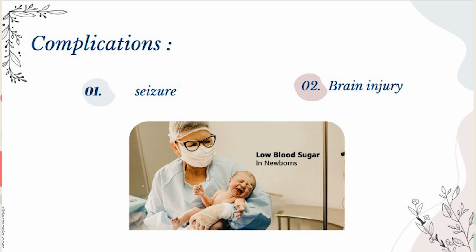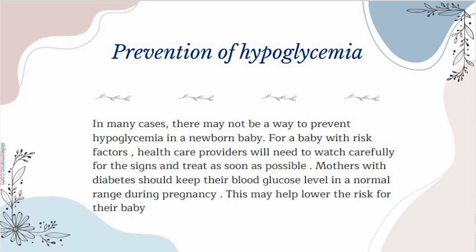How do we prevent complications? We have prevention of hypoglycemia. In many cases, there may not be a way to prevent hypoglycemia in a newborn baby. For a baby with risk factors, healthcare providers will need to watch carefully for the signs and treat as soon as possible. Mothers with diabetes should keep their blood glucose level in a normal range during the pregnancy period. This may help lower the risk for their baby.